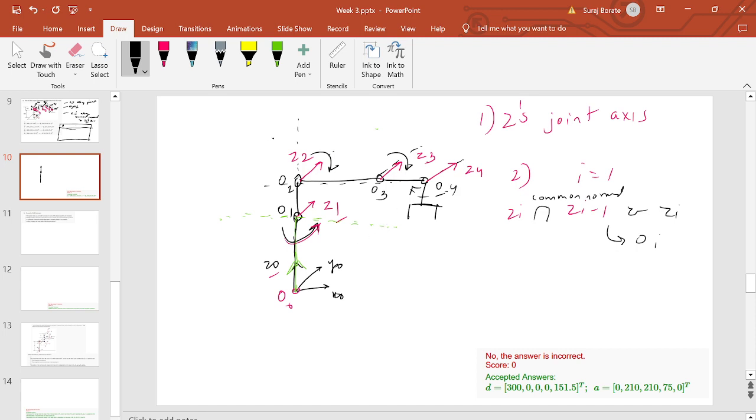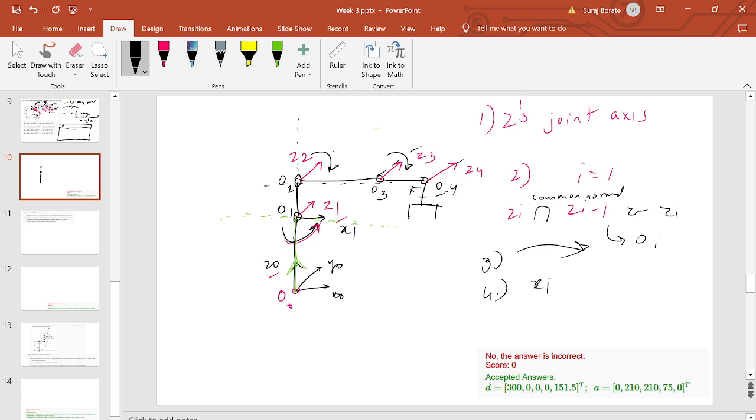So we are done with step 3, the labeling of Oi. Step 4 is that we have to put our x-axis, xi, along the common normal. This was the common normal, so we'll put x1 like this. We could have put it in the opposite direction also, but we choose here; that is your choice. Now what is the common normal between Z1 and Z2? Vertical.